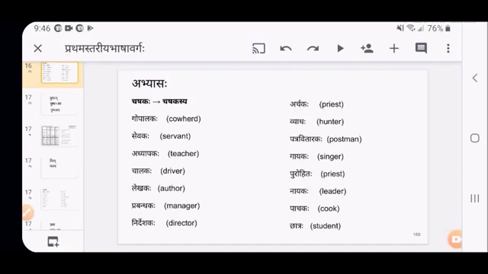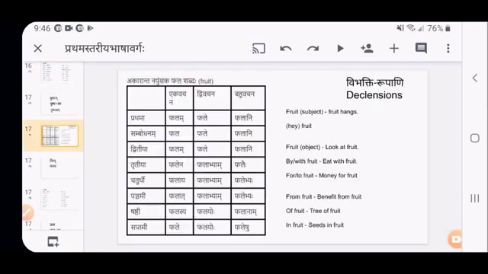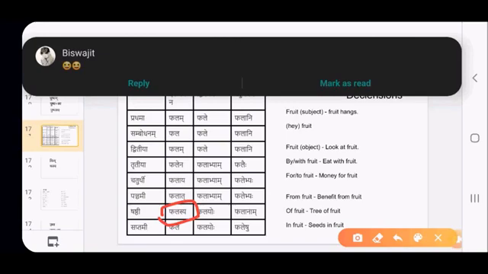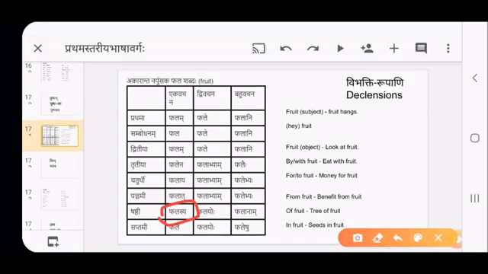The other thing is, as you see here, there is a Vibhakti form table. In this form, as you see here, there is a Shashti Vibhakti Ekavachana form, like Palasya. Palasya.